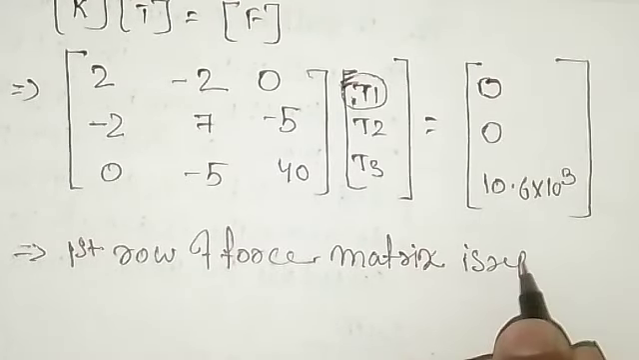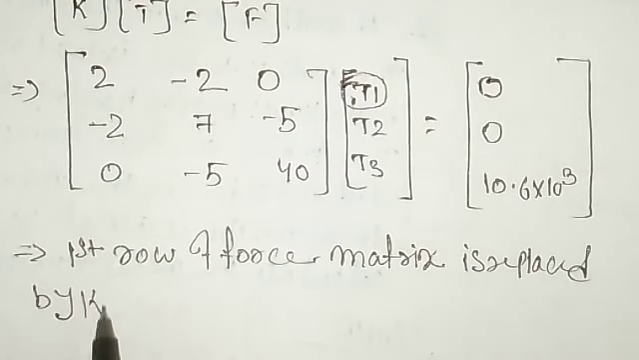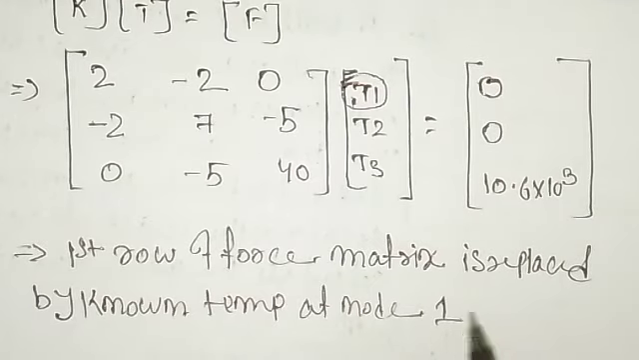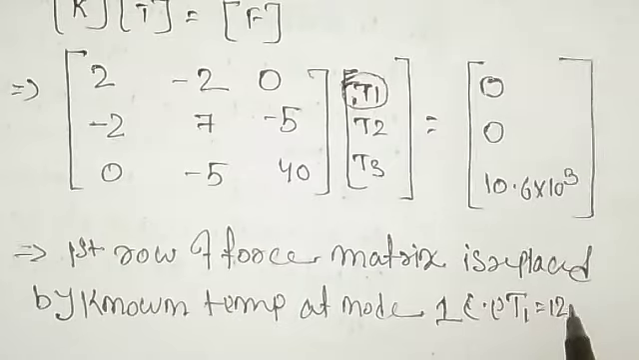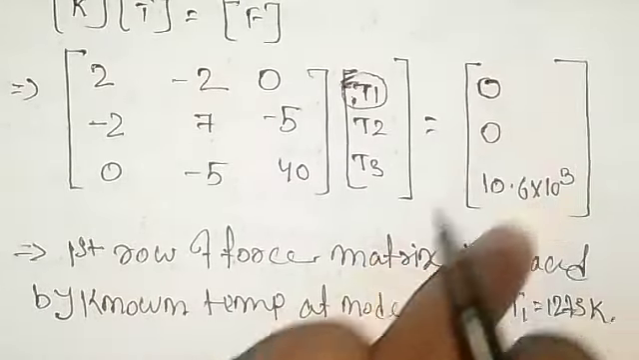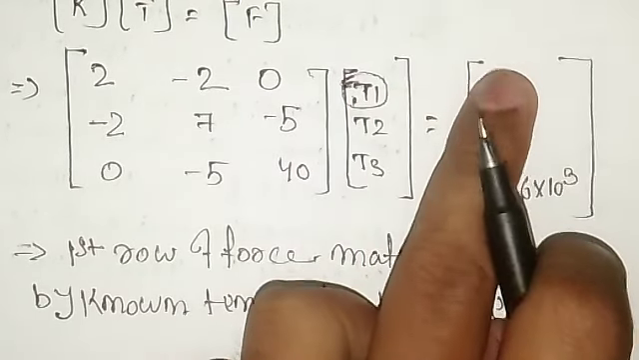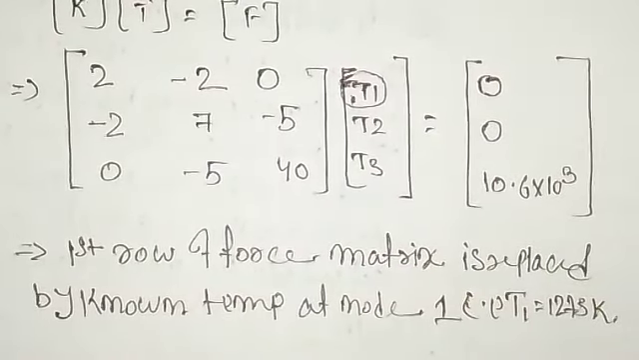So here we can make a point that the first row of the force matrix is replaced by the known temperature at node 1, that is T1 is equal to 1273 Kelvin, right? So this T1 value we have to substitute in the force matrix at node 1, wherever the temperature is known, that point only.